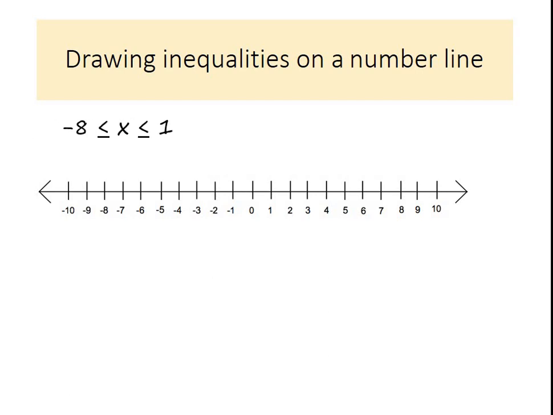So here is an unusual example. This reads as -8 is less than or equal to x, but x is less than or equal to 1. So we don't know what the value of x is. We just know it's somewhere between -8 and 1. So I'm going to draw a circle on -8, and I'm going to fill it in because it will include that with that line, and a circle at 1. And because x is between these, we join them up with a line.